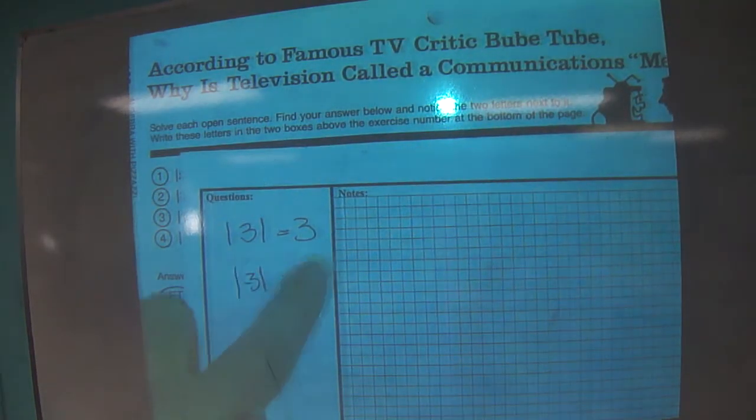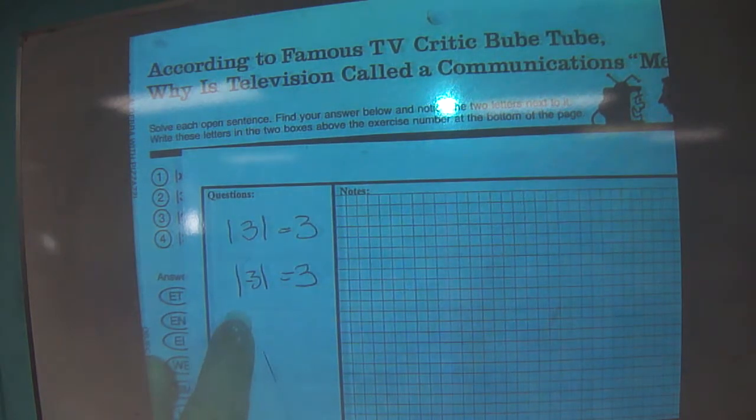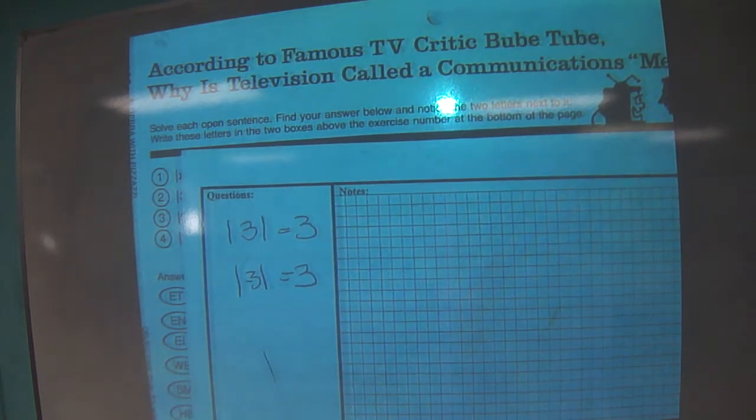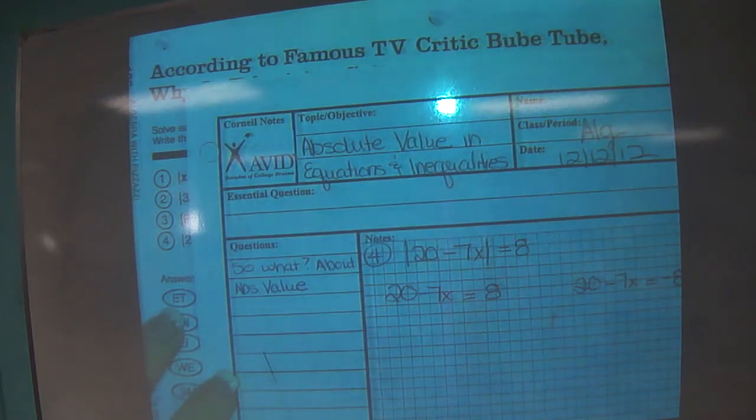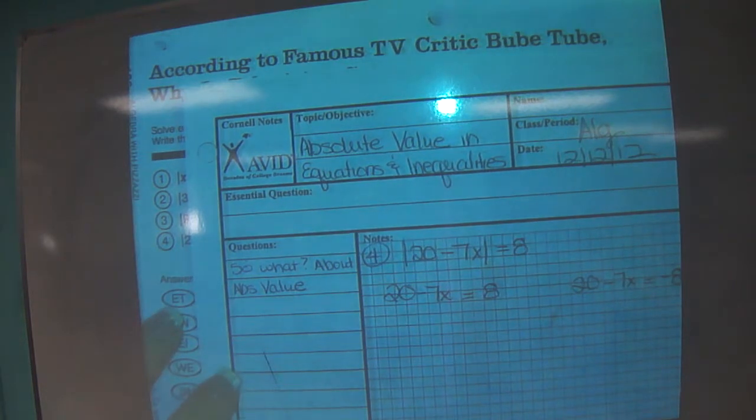The absolute value of 3 is 3, and the absolute value of negative 3 is also 3, because they're both 3 spaces from 0 on the number line. So when you have an absolute value equation, you get the absolute value on one side of the equal sign, or the inequality sign, and you get whatever it is on the other side, and set it equal to both the positive and the negative, and run it twice. So then all we do is the math.